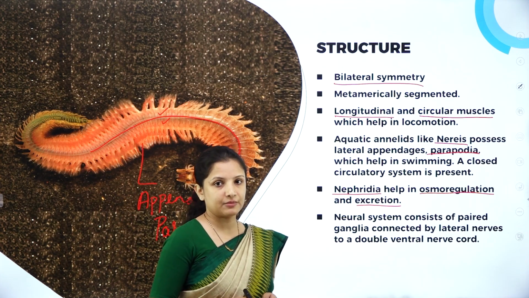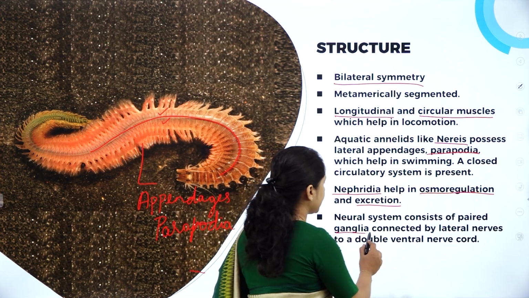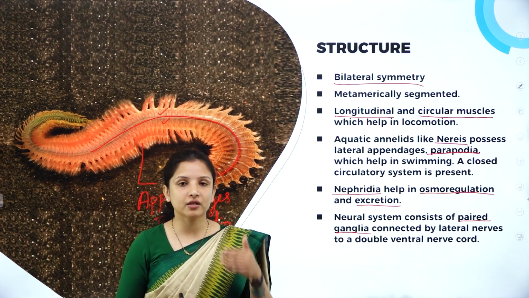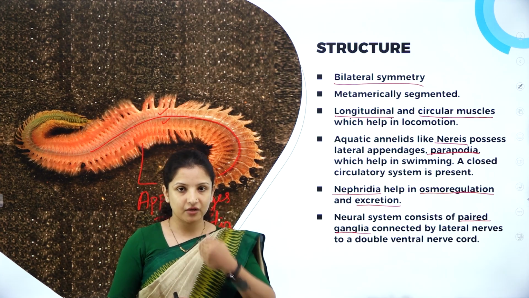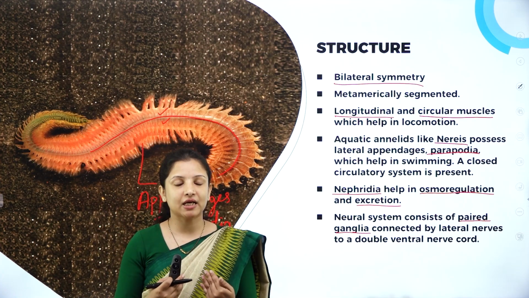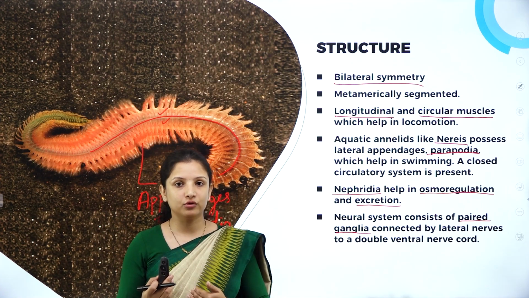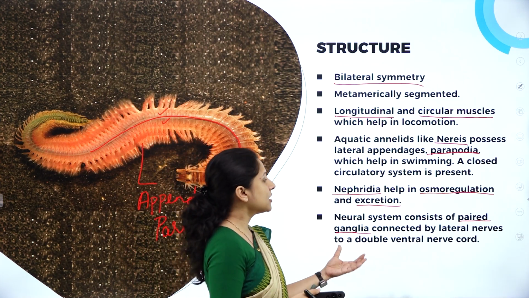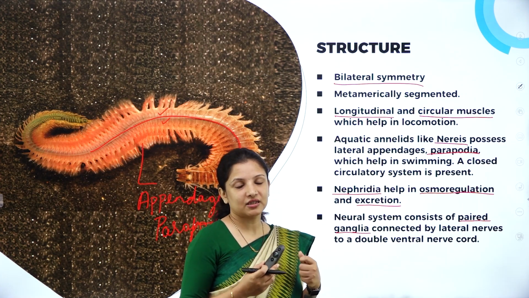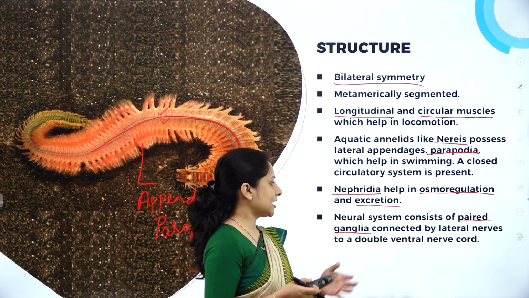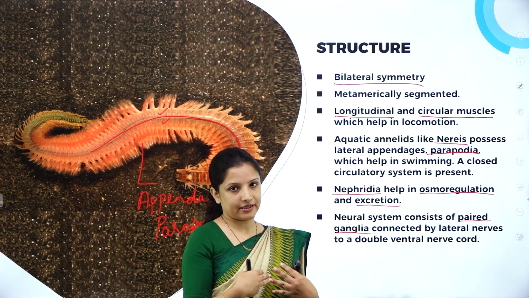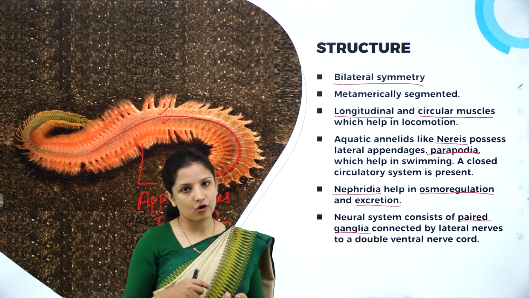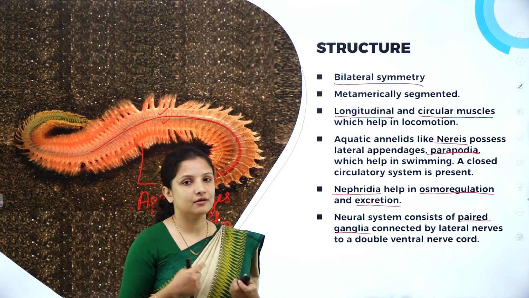And they have a neural system, made up of paired ganglia which are connected by lateral nerves to a double ventral nerve cord. Like how in our body we have a nervous system, right? The peripheral nervous system that comes from the side, and the central nervous system, that is the backbone. All the peripheral nerves are connected to the central nervous system. Likewise here, their nervous system is made up of paired ganglia connected by lateral nerves from the side, and all these nerves finally end up in a double ventral nerve cord.